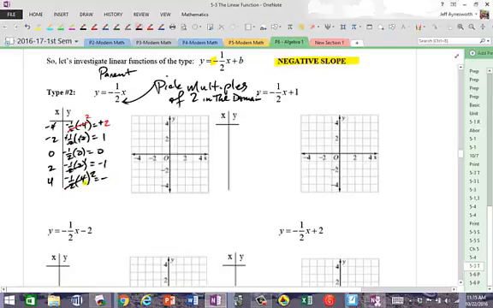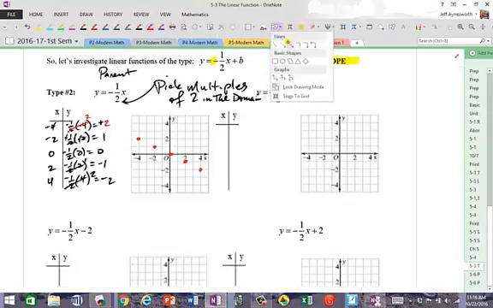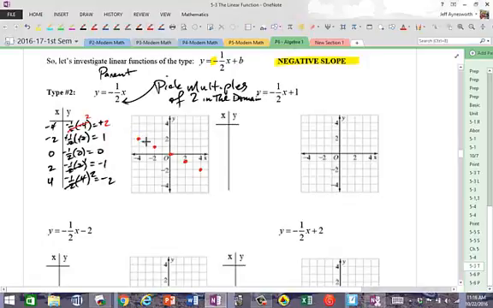So when you graph these, you go left 4, up 2, left 2, up 1, 0 comma 0, 2 comma negative 1, and then 4 comma negative 2. And notice that it goes to the lower right as opposed to the upper right, okay? All functions with negative slope do that. They all behave that way, okay? Also, here it has a y-intercept of 0.